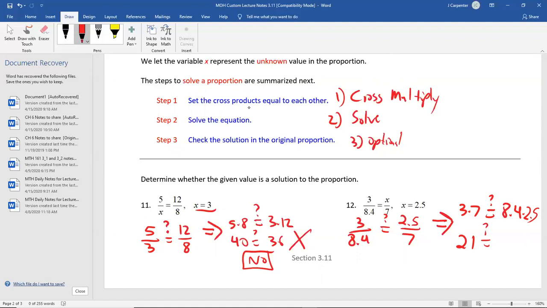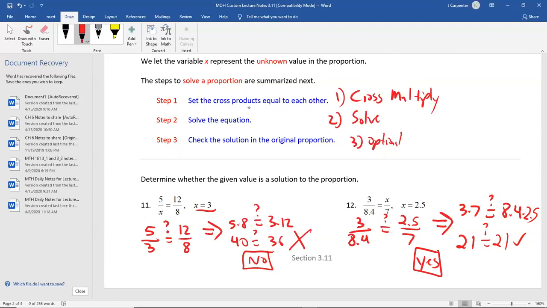8.4 times 2.5. Let's see. That's 21. Those are the same. So yes, x equals 2.5 is a solution.